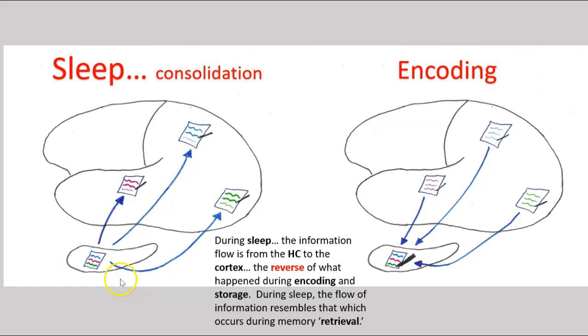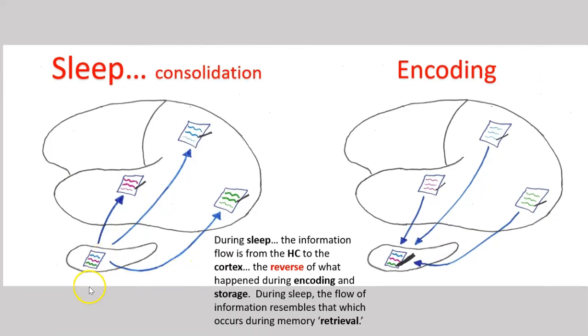Notice also that during sleep, the flow of information resembles that which occurs during memory retrieval. You'll recall soon after learning, the cortical memory traces are weak because there are low plasticity neurons in the cortex. But the hippocampal memory trace is strong. And so soon after learning, we need the help of the hippocampus to reactivate those weak cortical memory traces. Well, when we go to sleep, it's those strong hippocampal memory traces that are activating the weak cortical memory traces so as to strengthen them. They will get strong enough, hopefully, so that we won't need the hippocampus anymore for retrieval.